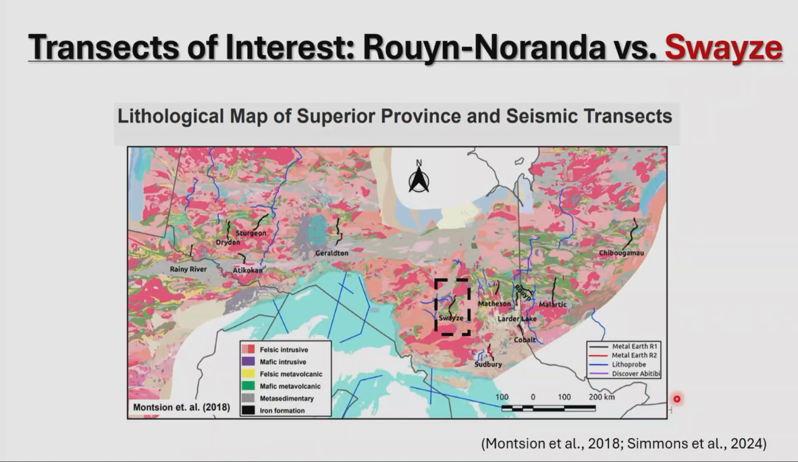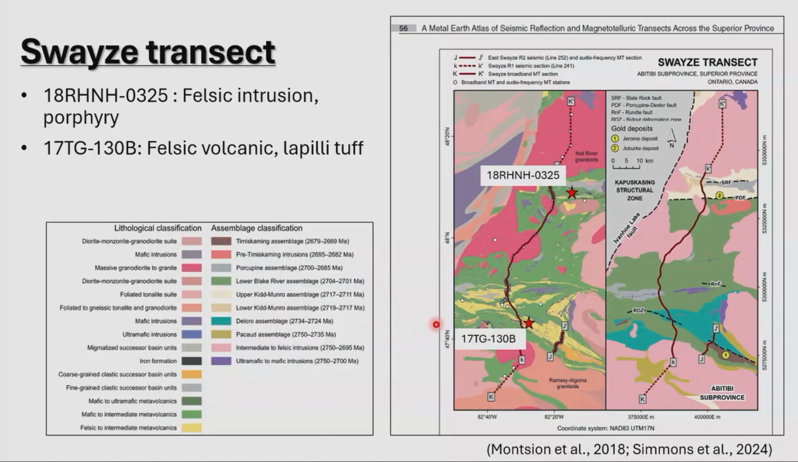Switching over to the Swayze transect in the Abitibi, we're showing the Swayze transect here. Today, I'm just showing zircons from two samples: one felsic intrusion, a porphyry in the north of the Swayze Greenstone Belt, and a felsic lapilli tuff down in the southern area.